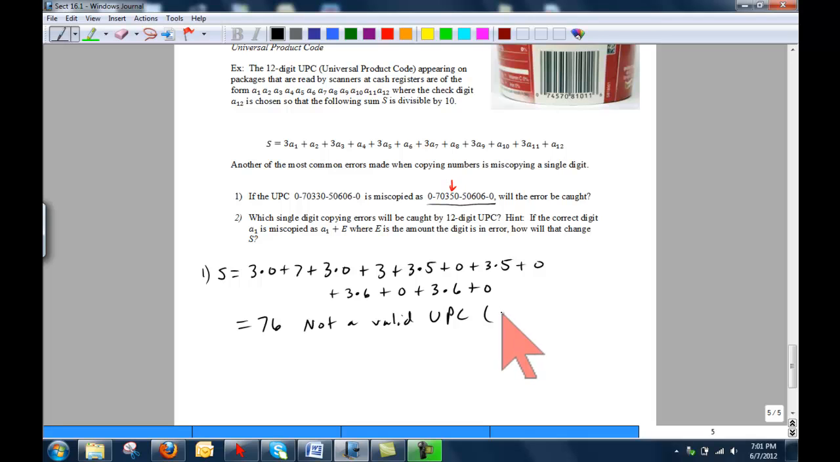In other words, the miscopy is caught. And again, if this happened in a store, what you would probably get is the scanner would beep and ask you to rescan the product, and you may never have known that a scanning error like this happened, but at least the mistake was caught.